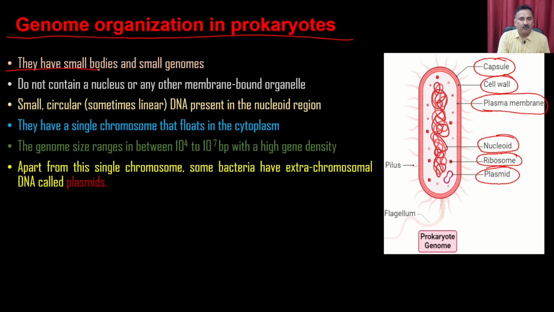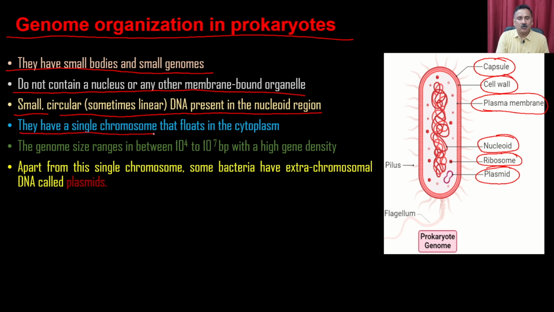So they have small bodies and a small genome, right? You know that the genomes of bacterial cells are very small, so they have smaller genomes. They do not contain a nucleus or any other membrane-bound organelles. We discussed all this when we were talking about the cellular structures. Then they have a small circular DNA which is present inside the nucleoid region. This is the nucleoid region where the genomic content of the prokaryotic cell is present.